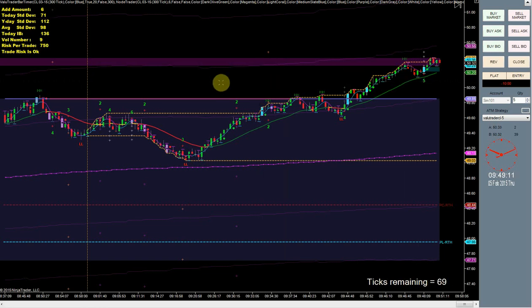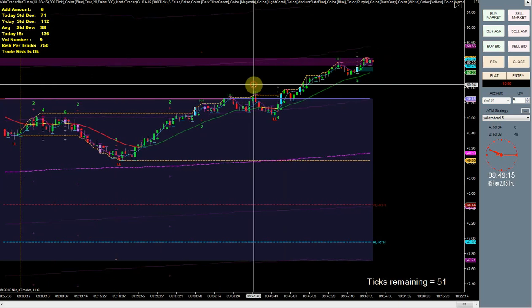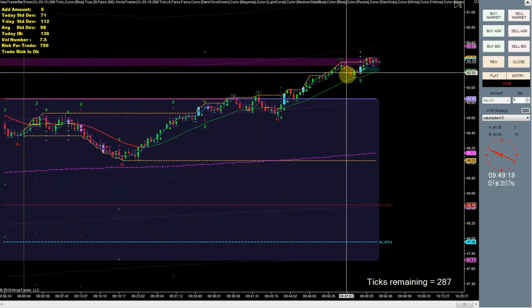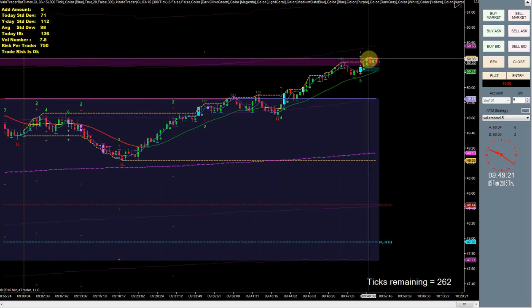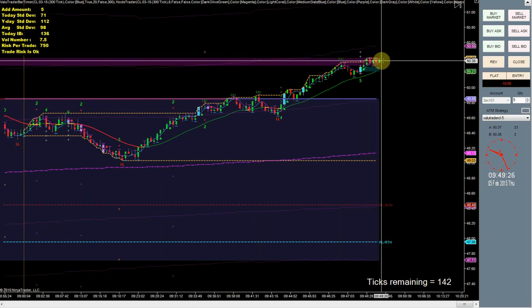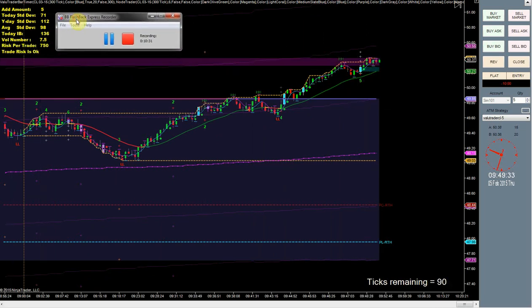And again, we have this level right here, which the market is reacting to. Came up, turned around, and it's giving us a bit of resistance. We'll see if the market can break it. Alright, I'm going to go ahead and pause it. It's about 9:50 in the morning right now, and we'll see what it gives us.